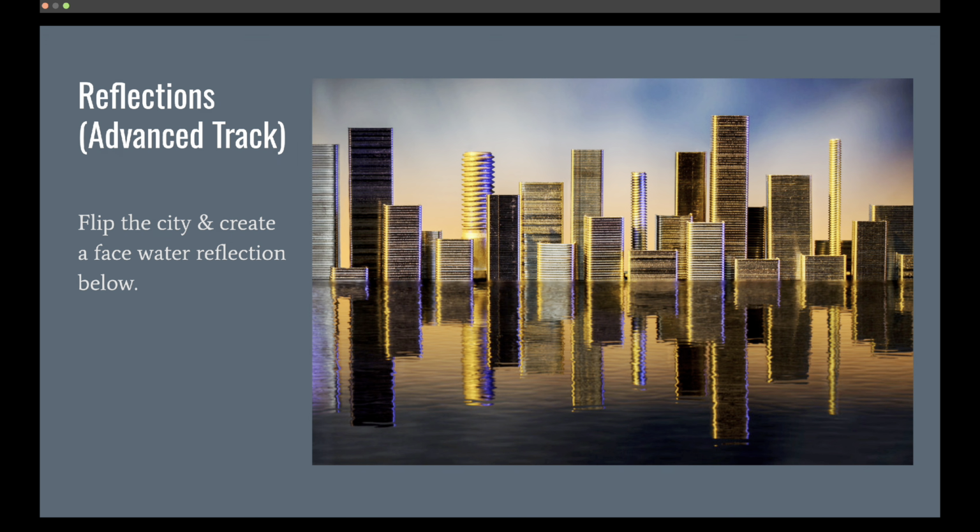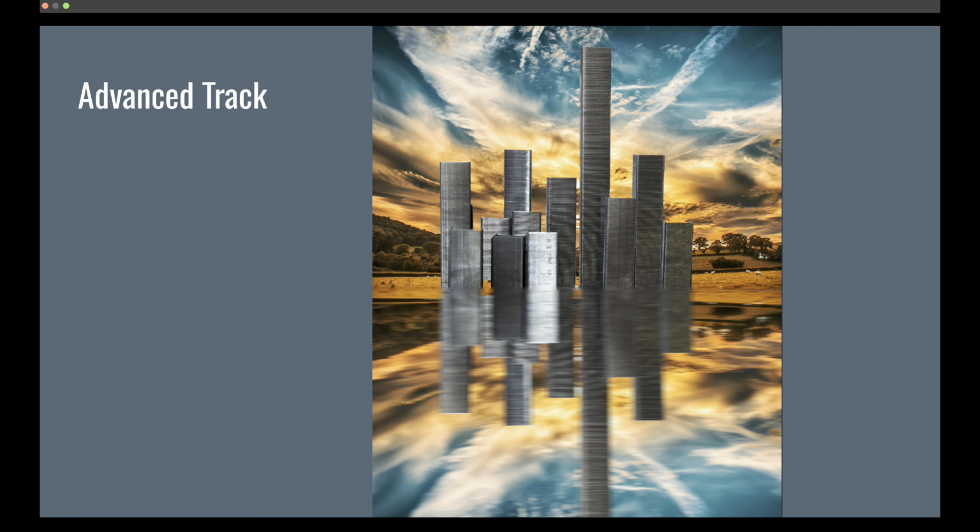The advanced track this week is reflections. Once you create your staple city, you're going to create a flipped, reflective, motion-looking, ripply landscape or waterscape below it. Now you can see this staple city, the person included some bolts and screws and things. You may do that if you want. If you want to bring those in, I cannot provide them. I don't have any at school, but that's a great idea.